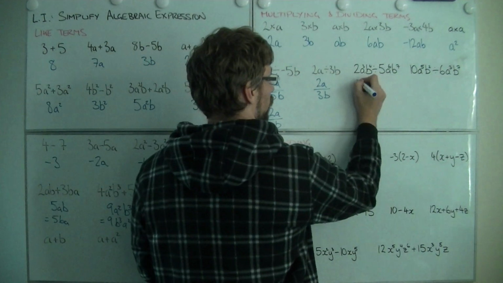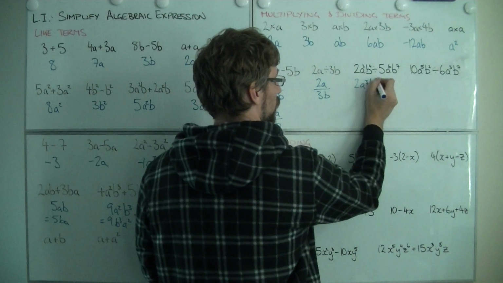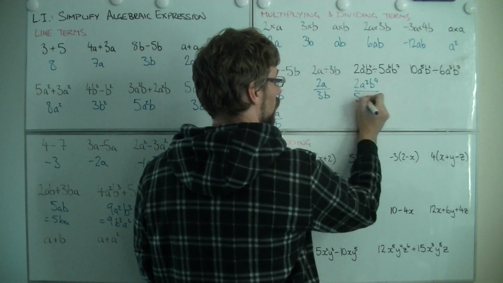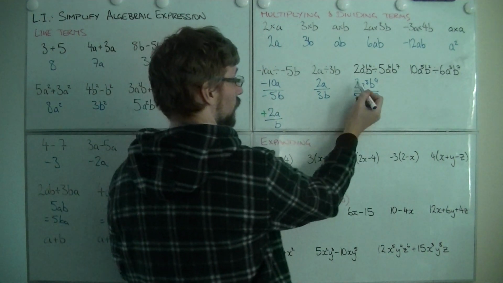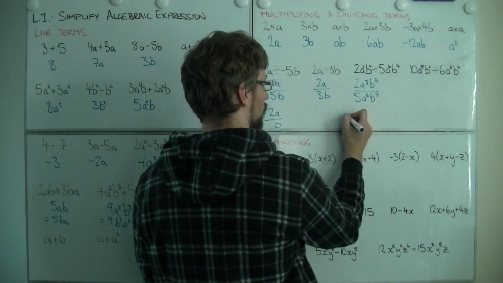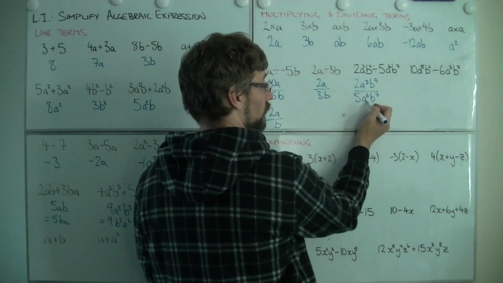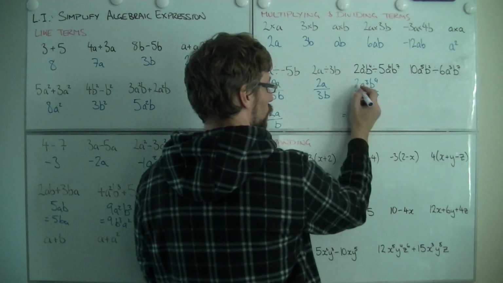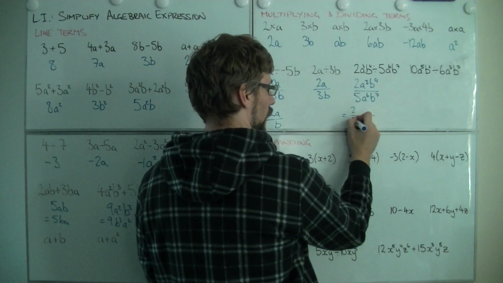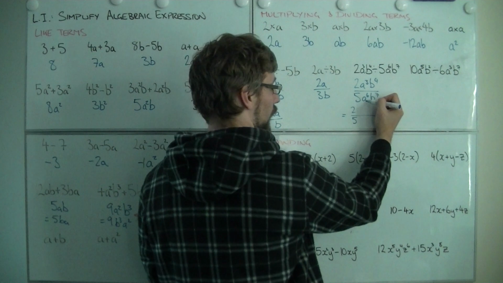Cool, similar story. We've got 2a cubed b to the 4 over 5a to the 6 b to the 7. Great, do we have anything in common? 2 and 5, nothing's going to happen there. A's and A's, B's and B's, so something can happen. 2 over 5, nothing for that, so they stay. A to the 3, A to the 6.